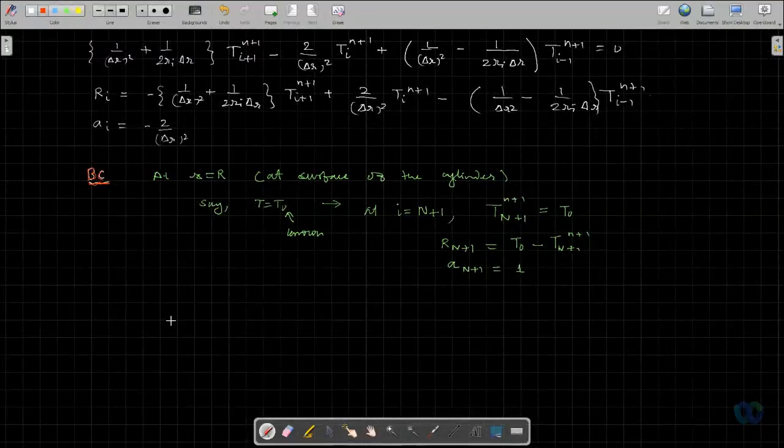Now the problem is at r equal to 0. Our governing equation is del 2 T by del r square plus 1 by r del T by del r equal to 0. Now at r equal to 0, this term becomes 1 by 0. So at r equal to 0, the governing equation is not satisfied. This becomes infinity, and this term becomes trouble.